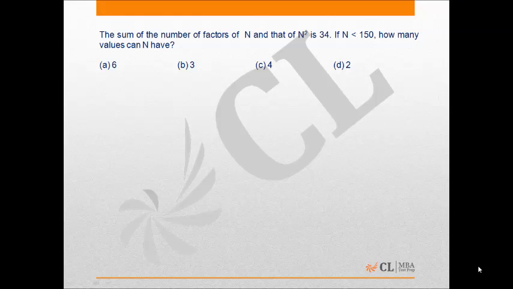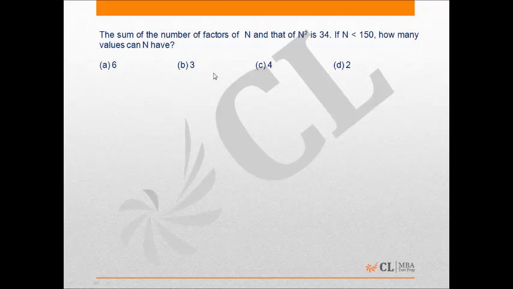In this problem, it is given that the sum of the number of factors of n and that of n square is 34. If n is less than 150, how many values can n have? So, first thing that we need to understand here is how we compute the number of factors of a given number.